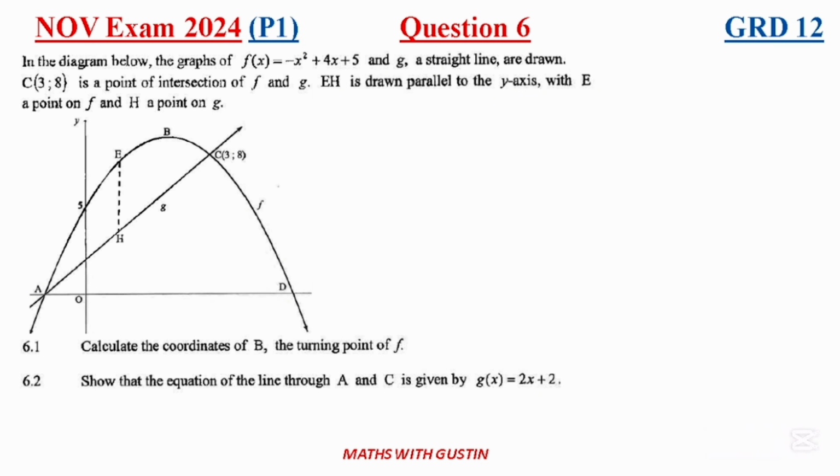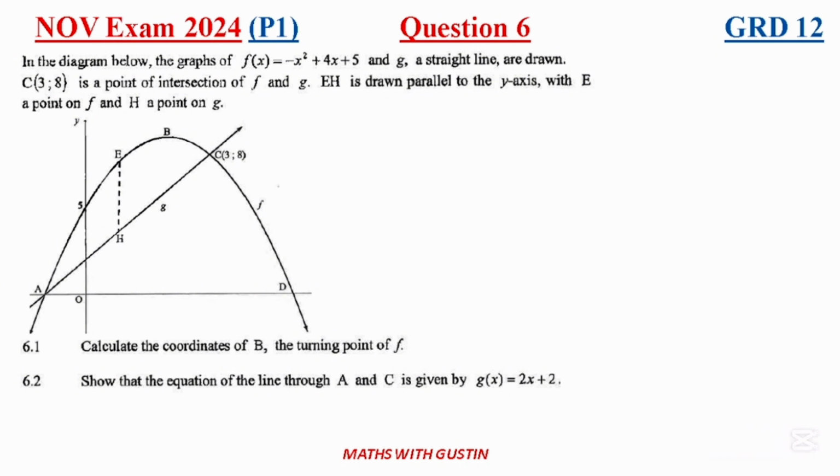Now let's have a look at this question here. It says that in the diagram below, a graph of f of x, which is a parabola, is given by minus x squared plus 4x plus 5, and g of x is a straight line as drawn in the diagram below. So we can see that on our diagram below.